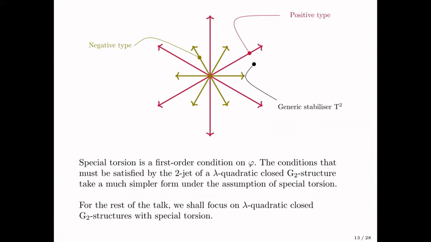For the rest of the talk, I'm going to focus on lambda quadratic closed G2 structures under this special torsion assumption. So it's an extra condition that I'm applying, hoping that everything simplifies a little bit. Are there any questions about this?